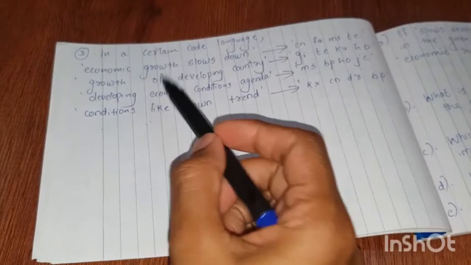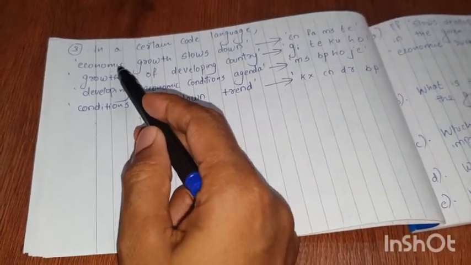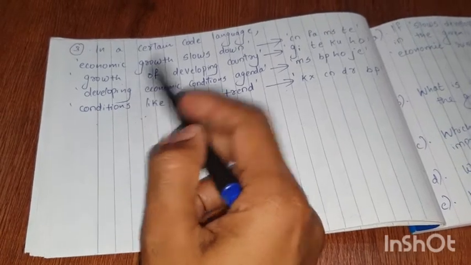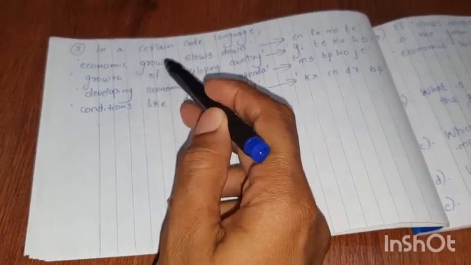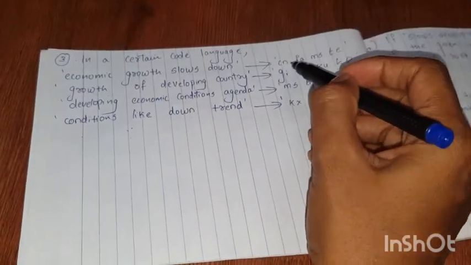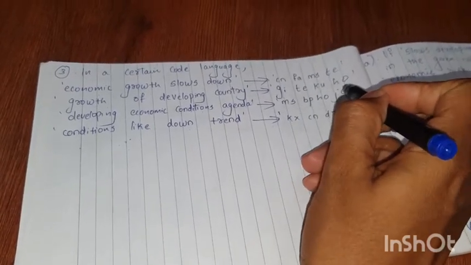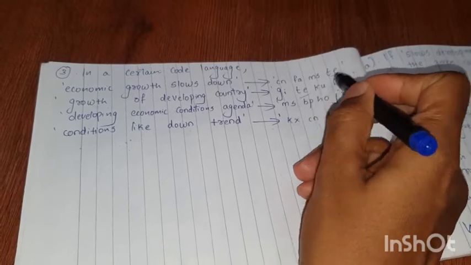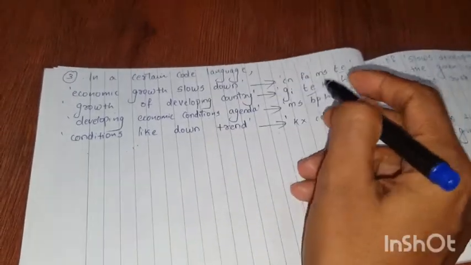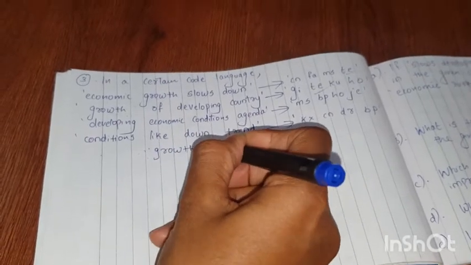So let's start. This is the first workout question that I have given to you. In the first two lines we can see the same word, growth. So we can find out the code for growth from the first and the second line. Look at the codes CNFAMSTE and GITEKUHO. Here TE and TE is common, so the code for growth is TE. So growth we can cut.